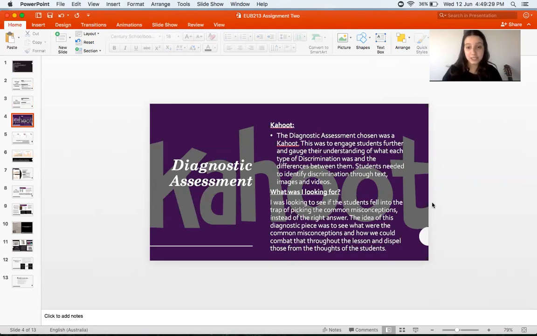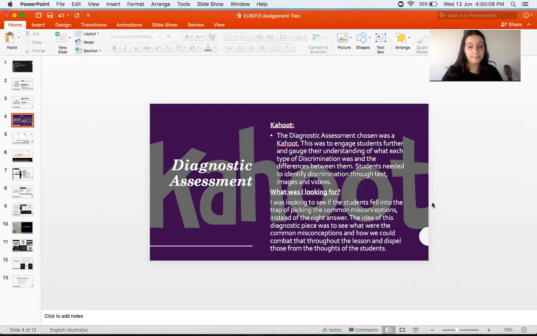Students needed to identify discrimination through text, images and videos. There were videos from popular culture that allowed them to incorporate that type of knowledge into the classroom setting. Throughout this diagnostic assessment, my supervising teacher and I were looking to see if the students fell into the trap of picking common misconceptions, which included defining adverse action as a different type of discrimination. We needed them to understand that these specific definitions of types of discrimination were really important to their assessment, and they needed to know each one explicitly to pass the criteria sheet for their assessment.